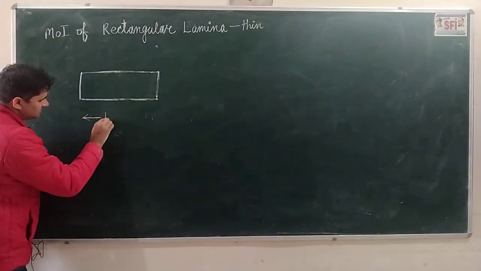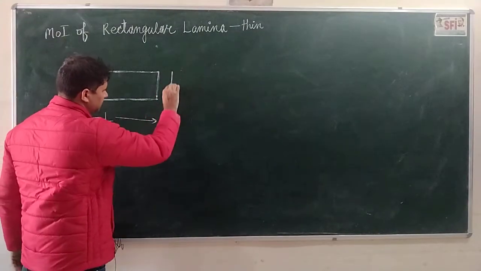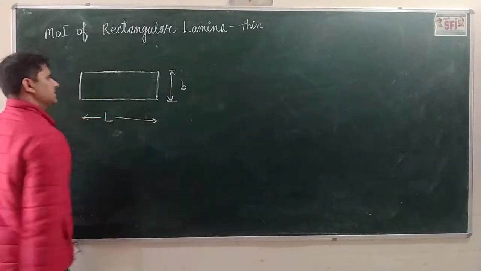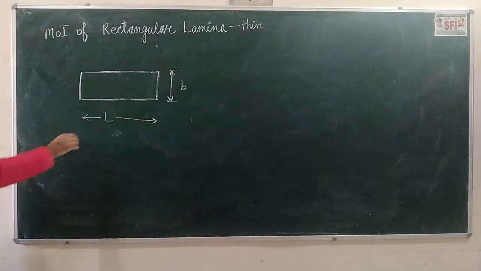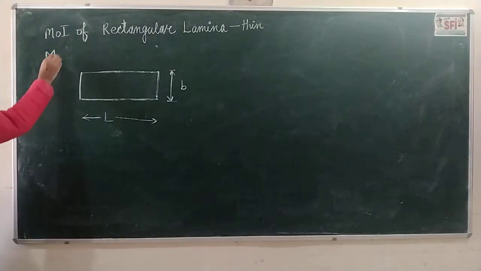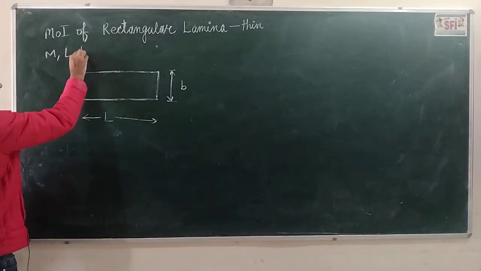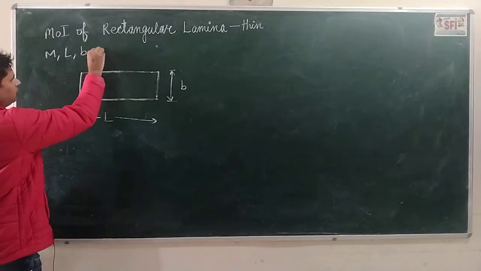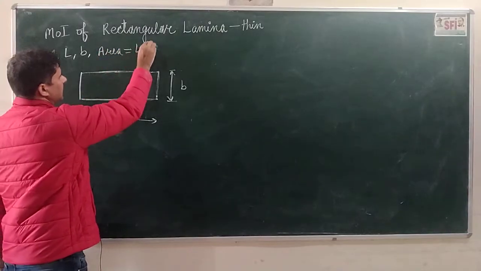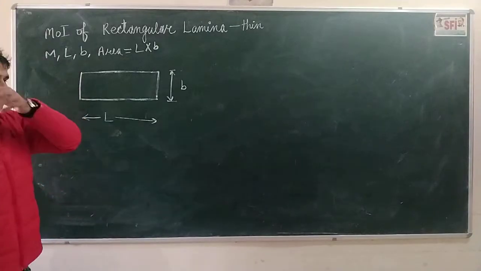Its length is, let capital L, and its breadth is, let this be B, and its mass is capital M. Here the length we have taken L and the breadth is B. So if you find the area of this lamina, this will be L cross B. Why are we calculating the area here?